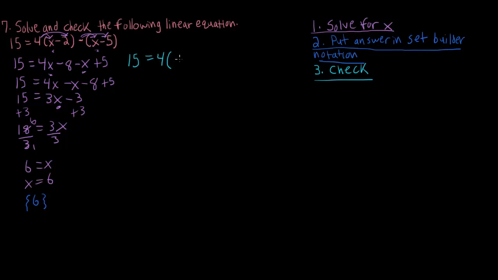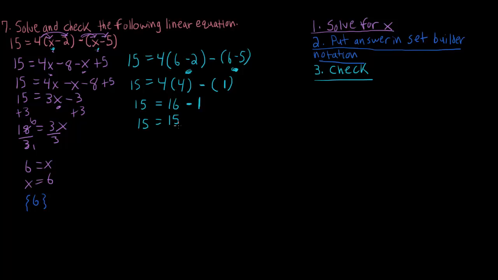15 equals 4 times (x minus 2), and we're plugging in the x values of 6. So 6 minus 2 minus (6 minus 5). 15 equals, let's deal inside the parentheses first. So 6 minus 2 is 4. Minus, again, deal with the parentheses first. 6 minus 5 is 1. 15 equals 4 times 4 is 16. Minus 1. 15 equals 16 minus 1 is 15.